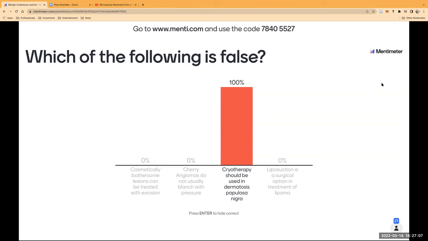I think you said something along the lines of DPN being difficult to remove with cryotherapy. Ah, no, not really difficult. It's more that we don't want the post-inflammatory hypopigmentation. That was my main worry.